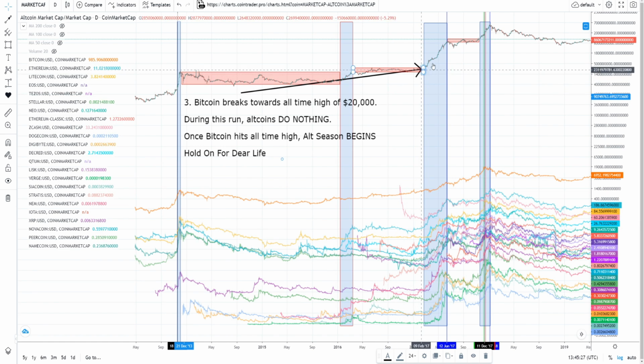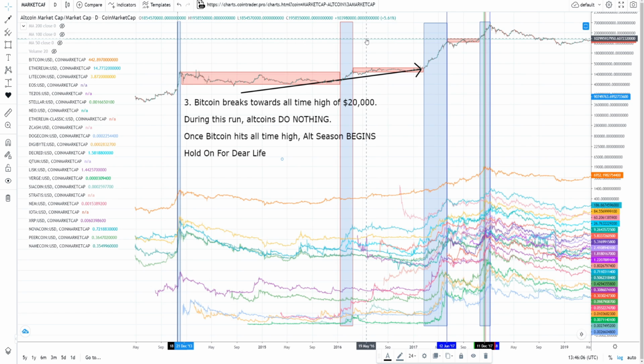Scenario three would be the biggest alt season that we've seen, and that would be once Bitcoin breaks towards its all-time high of $20,000. So Bitcoin would break up towards the all-time high. During that time of Bitcoin being at $11,000, $12,000, $14,000, $16,000, $18,000, $19,000, the altcoins do nothing, and we're just watching Bitcoin go crazy. Once Bitcoin hits the all-time high, alt season begins. In that scenario, I would just hold on for dear life, ride it out for a while, start counting waves, and then pick out where I'm going to be getting out.